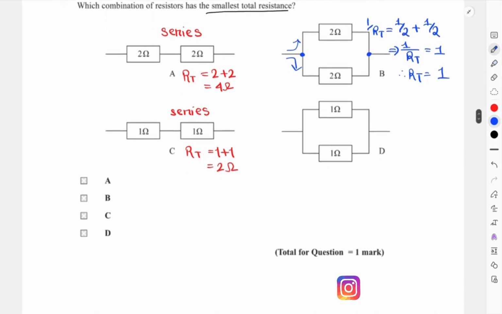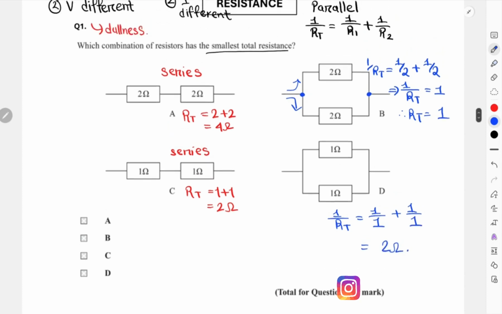And for this combination, we are going to get 1 by RT equals 1 by 1, right? Over here, the individual resistors are also 1. So 1 by 1 plus 1 by 1, which is just going to be 1 plus 1, so just again 2 ohm. So they were asking to find out the smallest resistance.